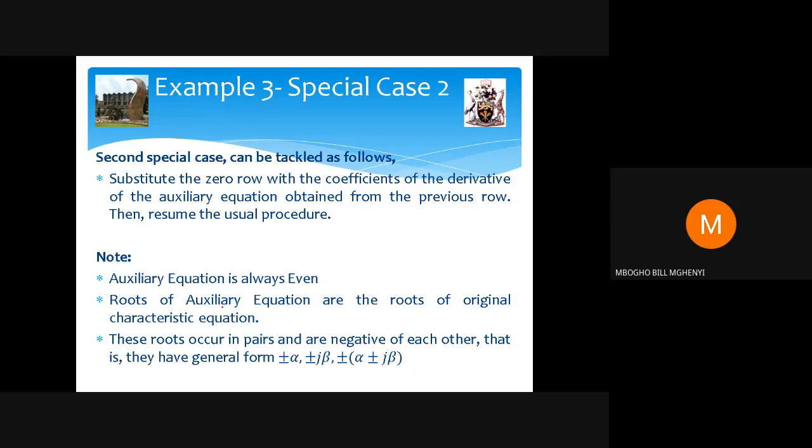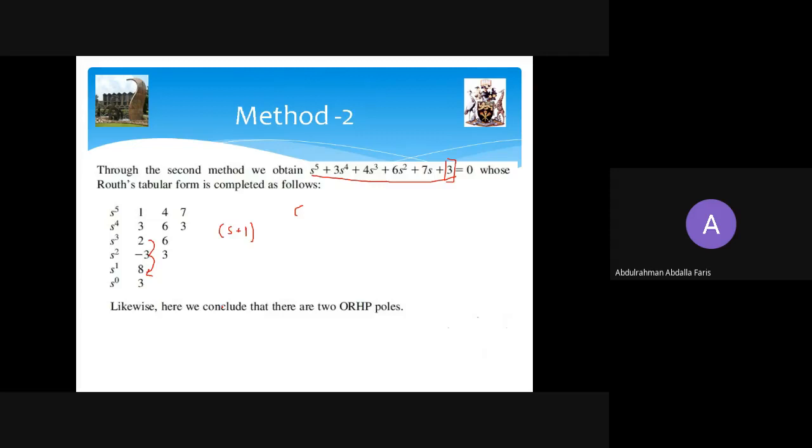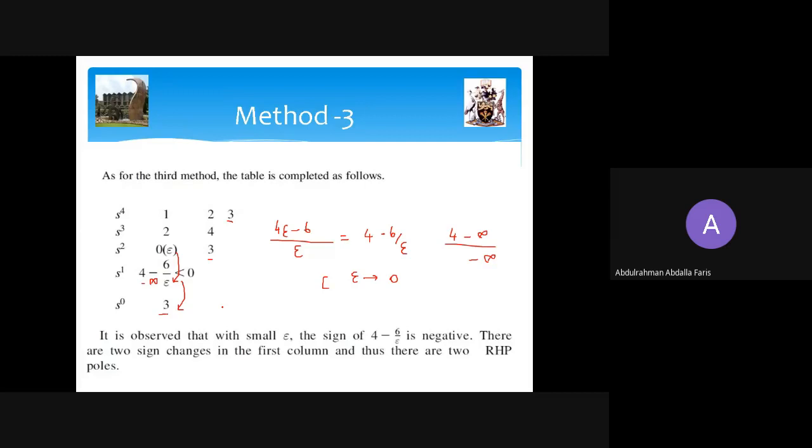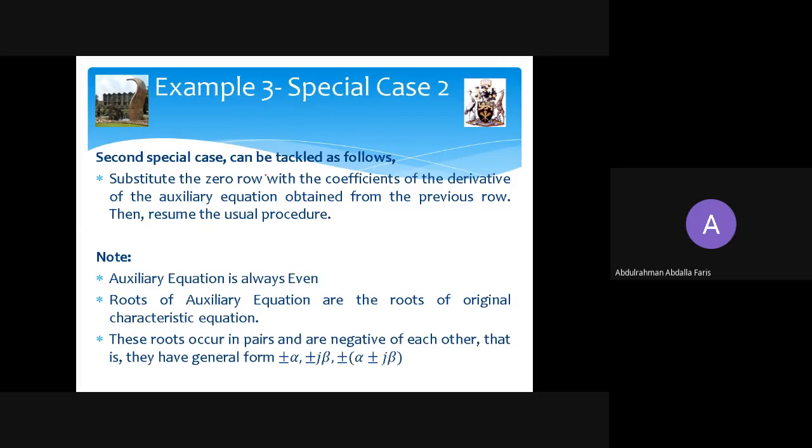So remember, that is special case one. When we have a zero on a row, and the remaining items on the same row are actually non-zero. So what if this is zero, and also that is zero? A whole row is zero. So what we can do is substitute that zero row with the coefficients of the derivative of the auxiliary equation obtained from the previous row, or above row.